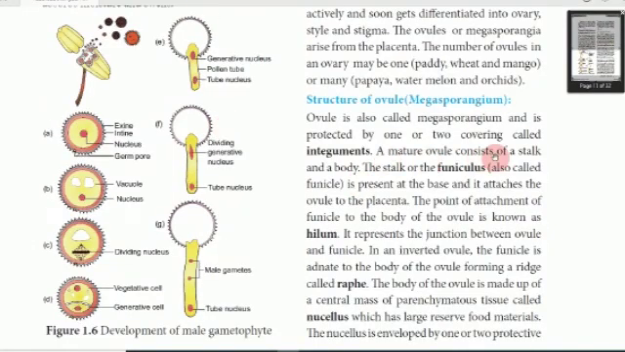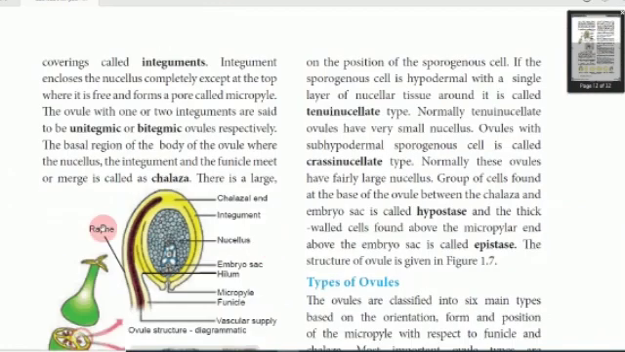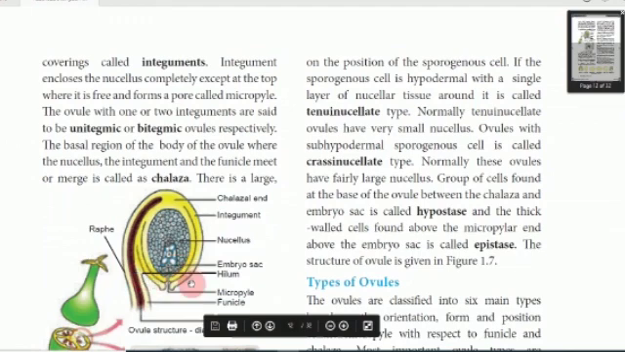A mature ovule consists of a stalk and a body. The stalk, or funicle, is present at the base and attaches the ovule to the placenta. The point of attachment of the funicle to the body of the ovule is known as the hilum. So what is the hilum? The hilum lies between the funicle and the body of the ovule. This part is called the funicle. Here the attachment of the funicle and the body of the ovule is called the hilum. It is labeled here. Hilum means the joining point between the funicle and the body of the ovule.